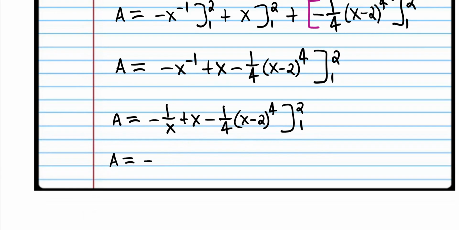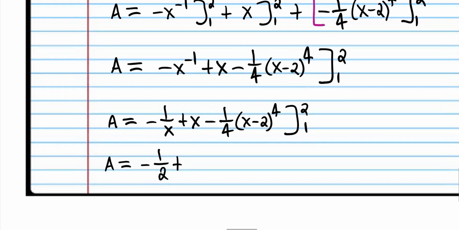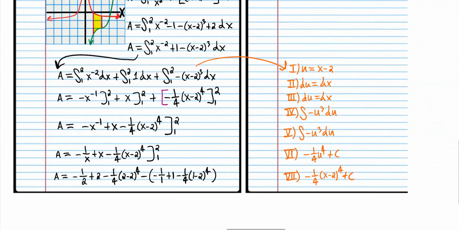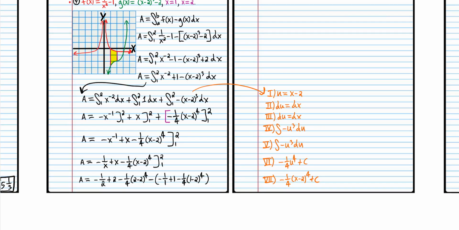And now we can plug in the numbers. Actually, we're plugging in 2. So plug in 2. Then we're going to subtract the same expression with 1 plugged in. And there you go. Whatever that ends up being, that's going to be the answer. But we're out of room, so I'm going to copy this and bring it up.